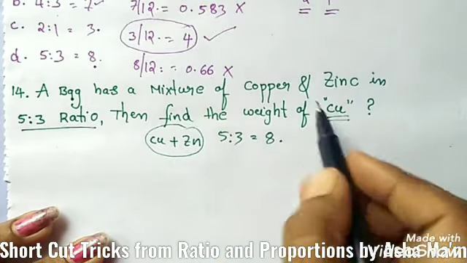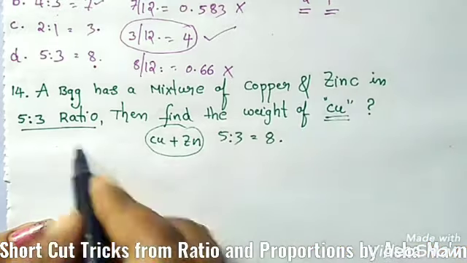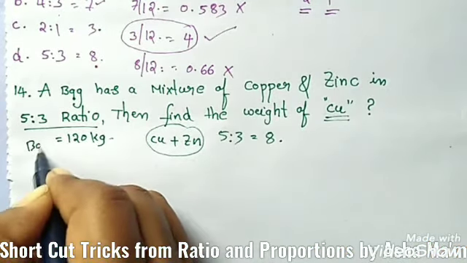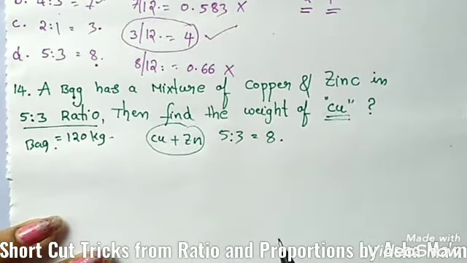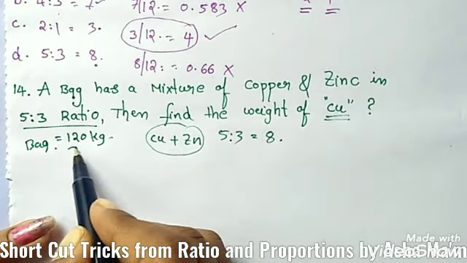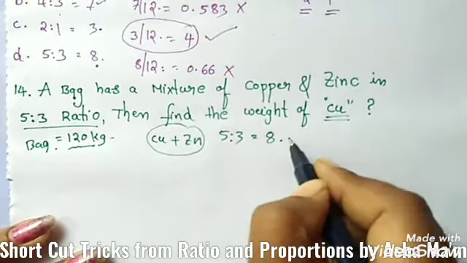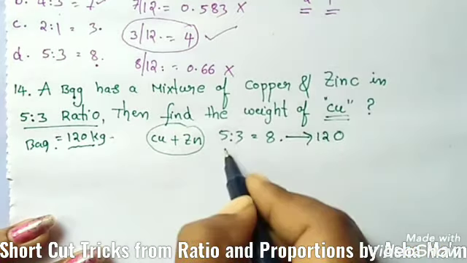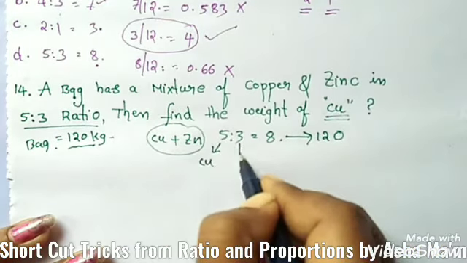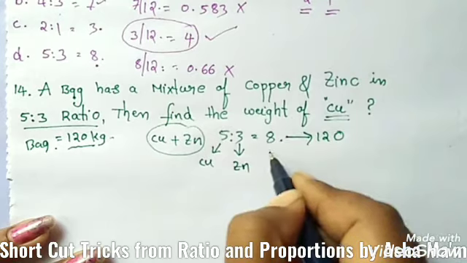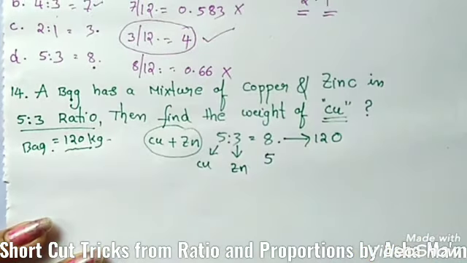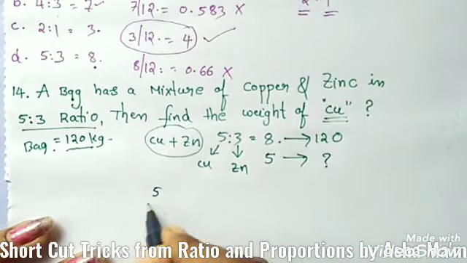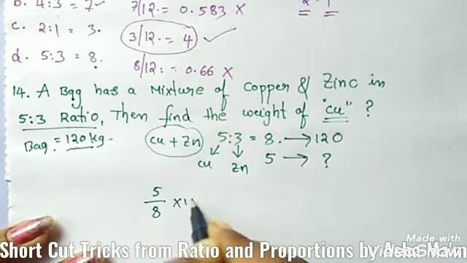Now in this question itself, the total bag weight they have given, that is 120 kgs. I forgot to write here, the weight of the bag they have given is 120 kg. So the ratio 8 equals 120. Now 5 is for copper and 3 is for zinc. For 5, how much? Then simply 5 by 8 into 120.